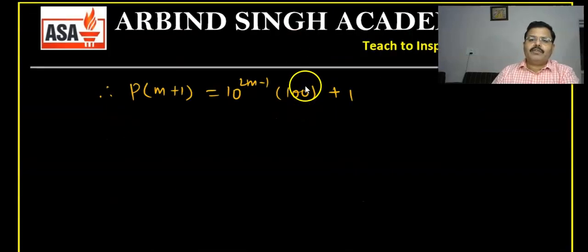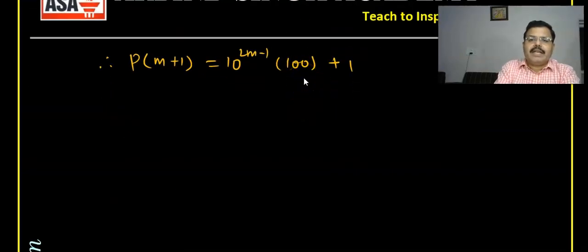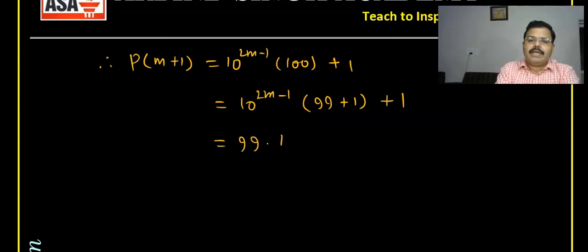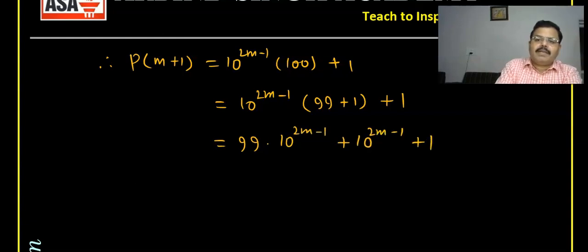So it will be better to write this 100 as 99 plus 1. So that will be 10 to the power, I can write, because coefficient of 1 is required, 10 to the power 2m minus 1, and that is 99 plus 1 plus 1. If I multiply with these two, then 99 times of 10 to the power 2m minus 1 plus 10 to the power 2m minus 1 multiply by 1 and plus 1.